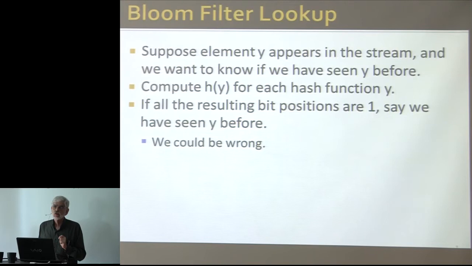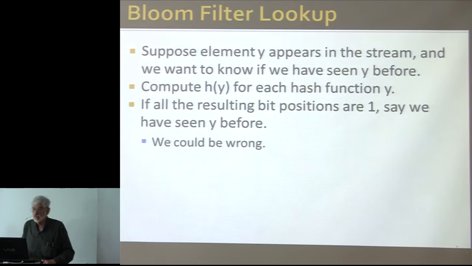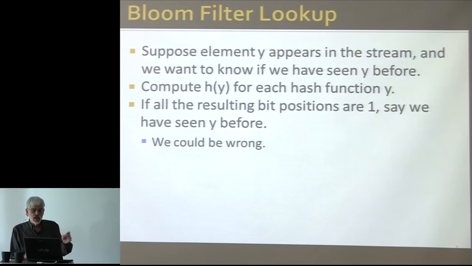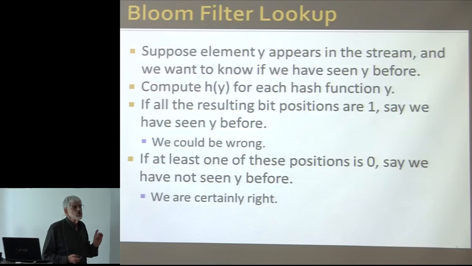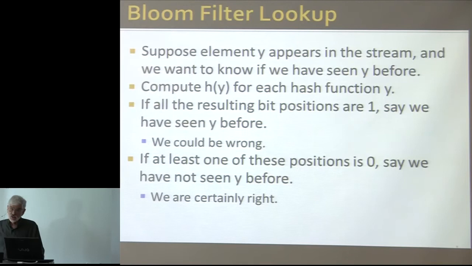Notice we could be wrong. Certainly, if I have seen y, all those bits will be set to 1. But it's also possible that they got set, each one got set because of some other input that happened to hash to that position. Again, we could have false positives. We say that we've seen it, but we haven't. But on the other hand, if any one of the positions is 0, then we surely haven't seen y, because if we had seen y, we would have set that to 1.